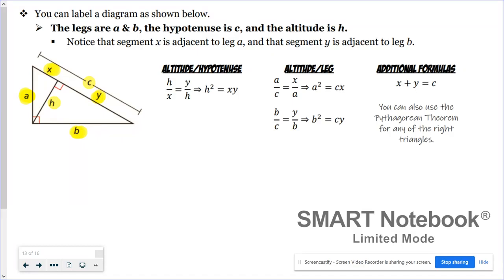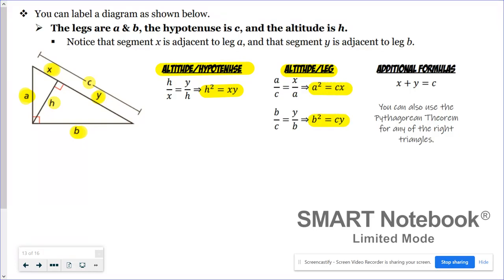Label your triangles like this, and then determine which of these relationships is going to help you find that missing length. Perhaps you're using the altitude hypotenuse theorem, where you're relating the altitude of the triangle to the segments of the hypotenuse. Perhaps you're using an altitude leg relationship, where the leg squared is the hypotenuse times the adjacent segment.